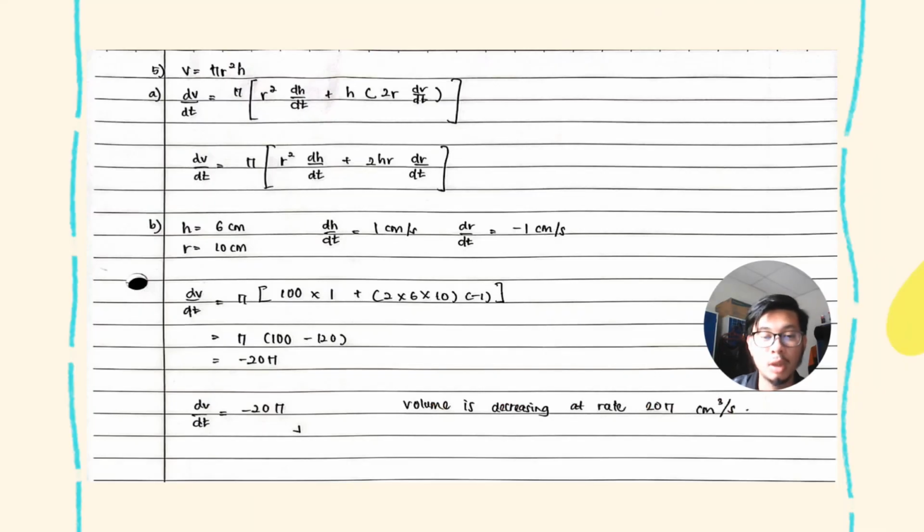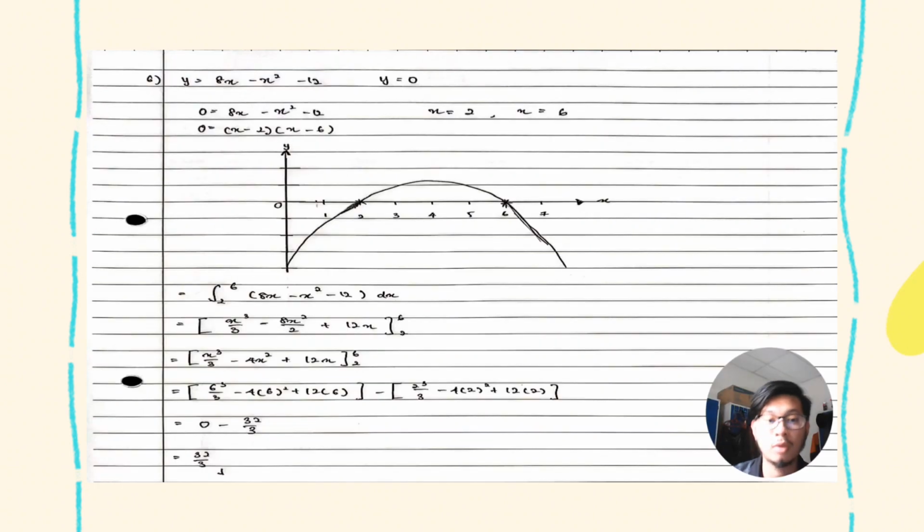Hello, my name is Muhammad bin Ismadi. I explain question number 5. The final answer for number 5 is that the volume is decreasing at the rate of 25 centimeters cubed per second, and I can show you the steps of calculation for A and B. For the next question, question number 6, the final answer is 32 over 3, and we calculate from the graph and calculate the next steps.